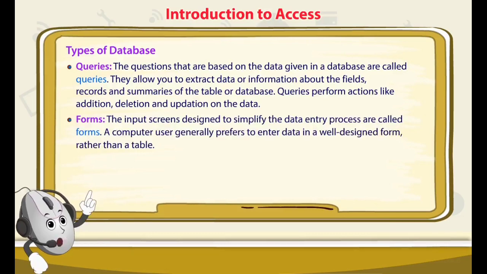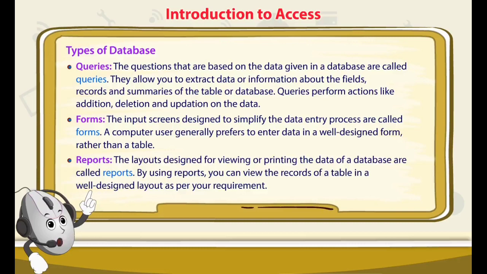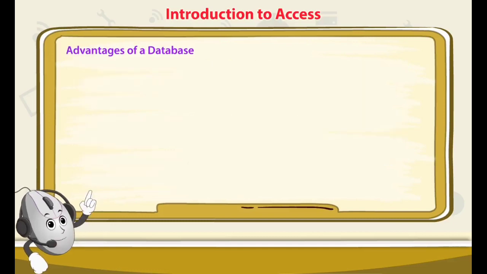Forms. The input screens designed to simplify the data entry process are called forms. A computer user generally prefers to enter data in a well-designed form rather than a table. Reports. The layouts designed for viewing or printing the data of a database are called reports. By using reports, you can view the records of a table in a well-designed layout as per your requirement.